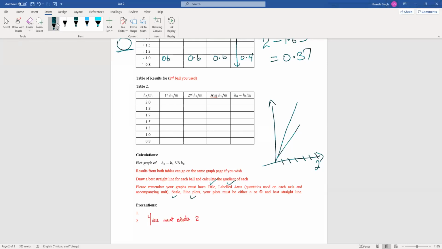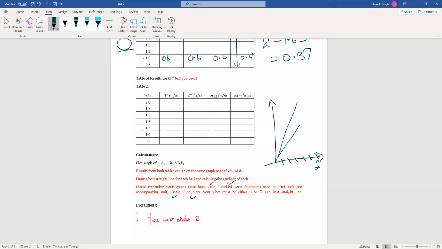Plots must be a small x or a dot and circle. This is stipulated by CXC. Do not give me a dot alone. You have to give a dot with a circle or a small x, and give me your best straight line. Remember, for a straight line, you have to average your points. Make sure that you have points that fit on your line, and those that do not fit must have relatively equal spread. We've done that several times already.